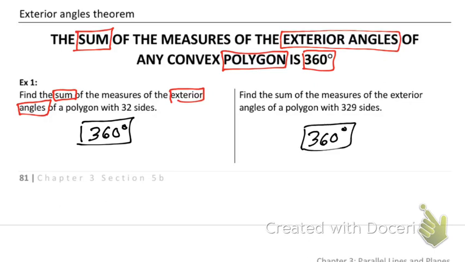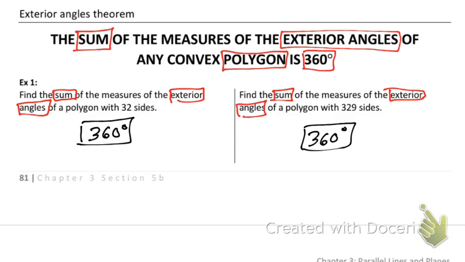Because once again, I'm looking at exterior angles and sum. Real quick though, does that mean each exterior angle equals 360 degrees? Grant? No. No, it just means the sum. When you add them all up, they equal 360 degrees.